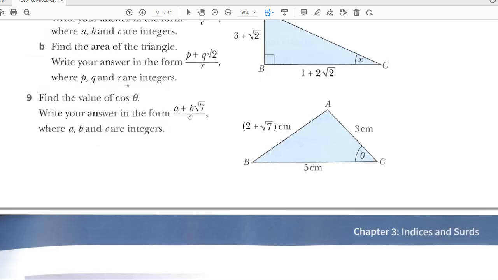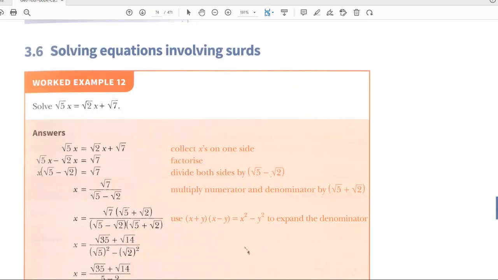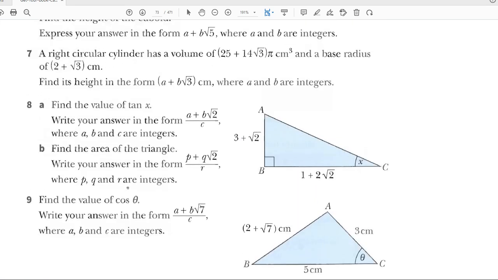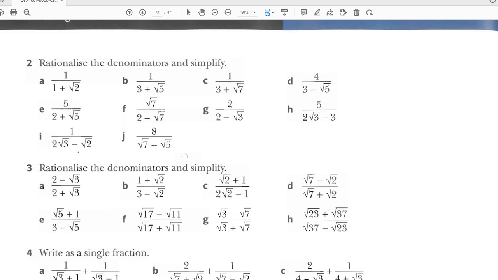After this exercise, there will be only one exercise left for this chapter, that is solving equations involving surds. Okay, students, this is our today's class where we finished the first two questions of exercise 3.5.